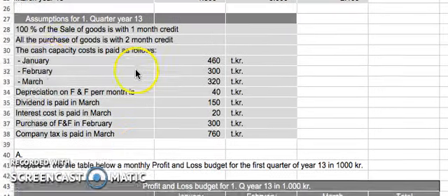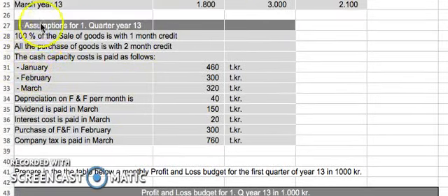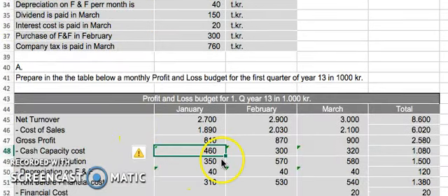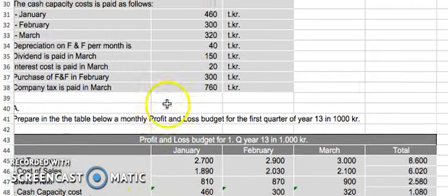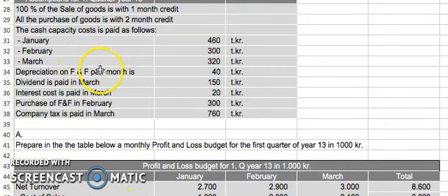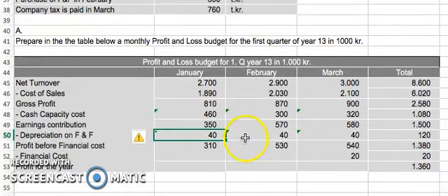The cash capacity cost is taken from here from the assumption, January, February, March. The earning contribution is where you take the gross profit and subtract cash capacity cost. Depreciation on fixtures and fittings, as you see here, is taken from here, here, and here.